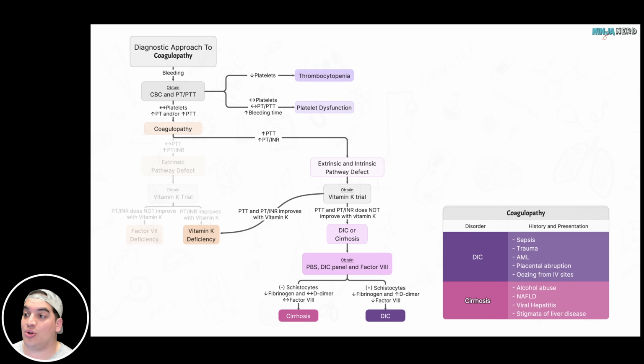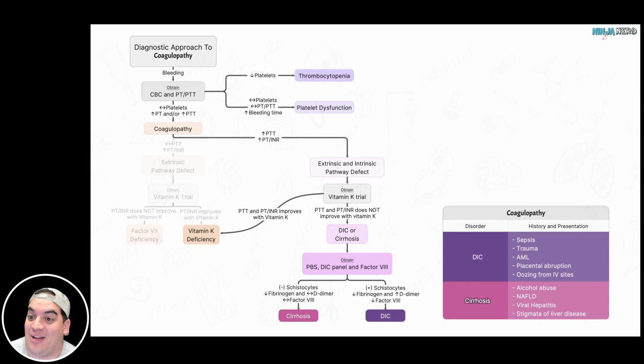For cirrhosis, you're looking for a patient who has underlying stigmata of liver disease. Do they have ascites? Do they have palmar erythema? Do they have spider angioma? Do they potentially have hypoestrogenism, so decreased libido, testicular atrophy? Do they have gynecomastia? Do they have some type of jaundice? So look for those things.